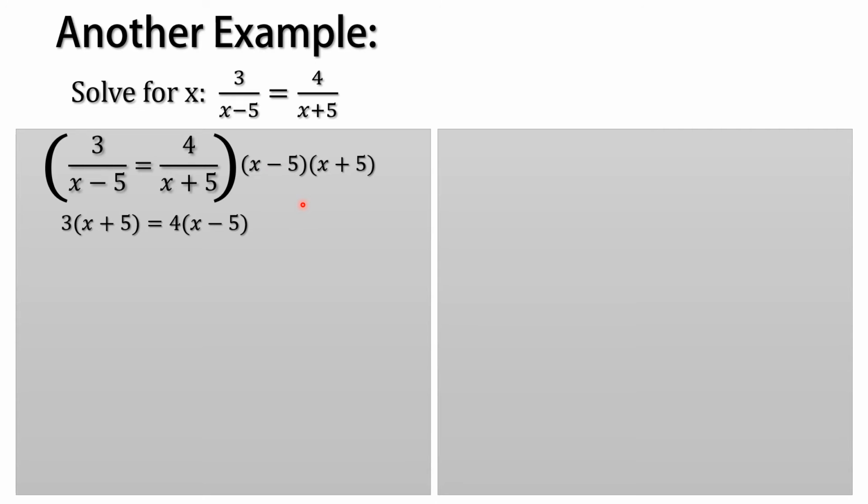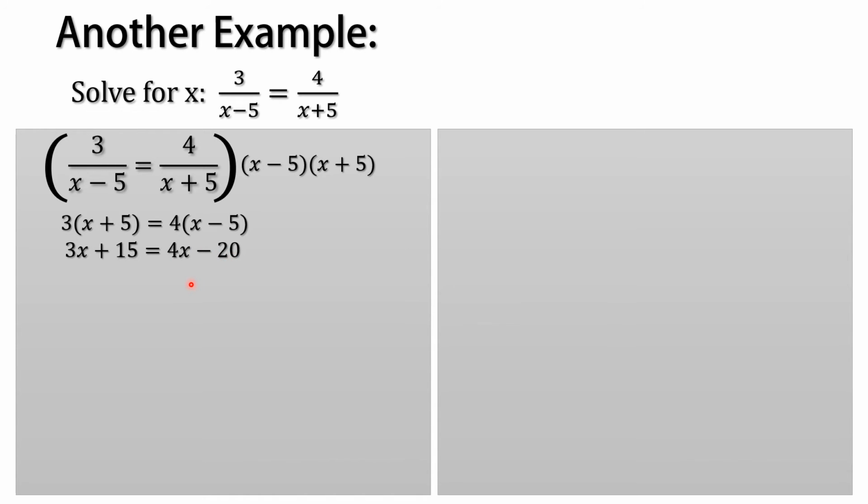So here we go. Then after that, we have to distribute. Here, 3 times x will give us 3x. 3 times 5 will give us 15. On the right side, 4 times x will give us 4x. 4 times negative 5 will give us negative 20. That's it, we just distribute. We multiply 3 on each term inside the parentheses on the left side. On the right side, we multiply 4 on each term inside the parentheses. 4 times x, 4x; 4 times negative 5, negative 20.